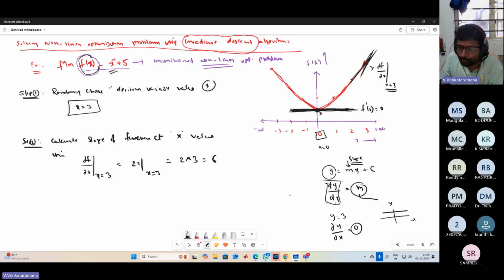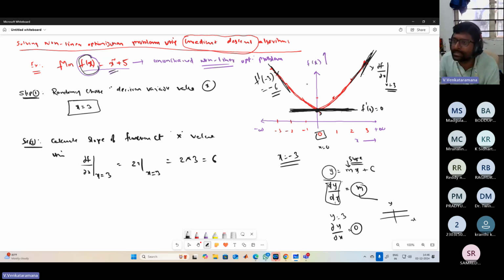For example, let's assume your initial x value equals -3. If the initial x value equals -3, somewhere here, what will be the gradient? The gradient f'(-3) equals how much? It's -6. Agree? That means on this side, your gradient or slope is negative, and on this side, the gradient or slope is positive, whereas at the optimal point, the gradient or slope equals 0.